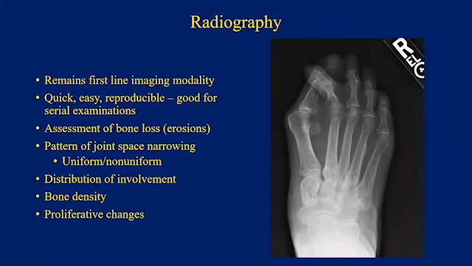Radiography certainly remains the first line imaging modality in all patients. It's quick, easy, and reproducible, which makes it great for serial examinations. And what can we evaluate on radiographs? We can assess bone loss or erosions if present. The pattern of joint space narrowing: is it uniform in the setting of an inflammatory arthropathy, or non-uniform as we see with osteoarthritis? The distribution of involvement, and we can look a little bit at bone density. Sometimes we can see it if it's present, but it can be a little tricky, depending on the film technique and the presence or absence of proliferative changes.